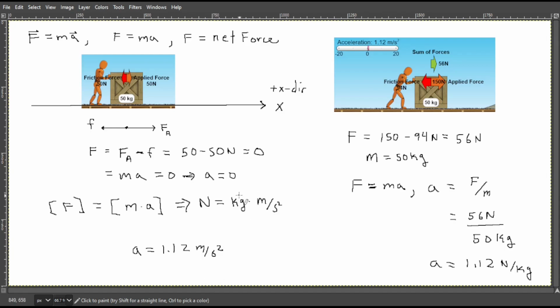Verify that for yourself if you need to. Just substitute kilograms times meters per second squared over here where we have a equals 1.12 newtons per kilogram. Just put in what newtons are in terms of their base units, and then you're going to see that kilograms are going to cancel with kilograms, and all you have left is meters per second squared. So here's the units, and we have verified Newton's second law in that case.